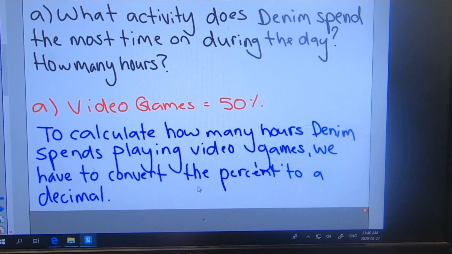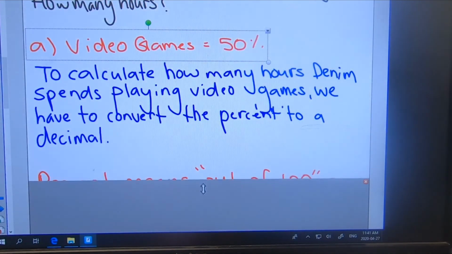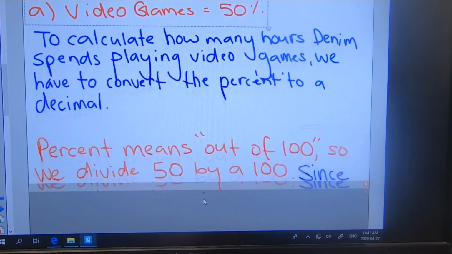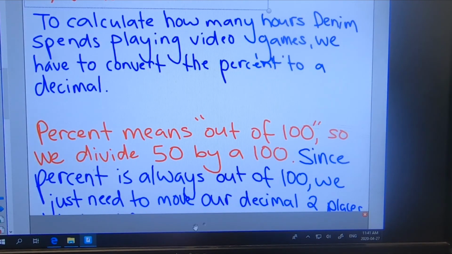And this is the first step we have to do with any of these questions that ask us how many of this or how many of that. Because all we're seeing is percent. We don't exactly know how many people that is, or how many pizzas were sold, or how many anything. So the first thing we do is turn 50% to a decimal. And most of you probably know that 50% as a decimal is just 0.50. Now, percent means out of 100, so we divide 50 by 100. And that's all we do when we turn a percent to a decimal. We're just dividing by 100.